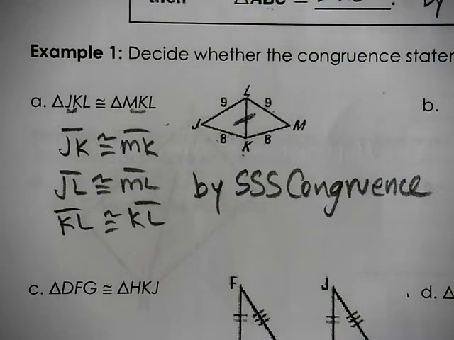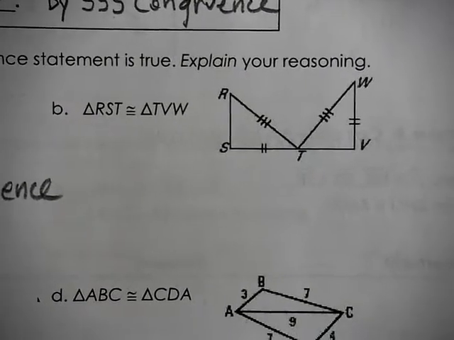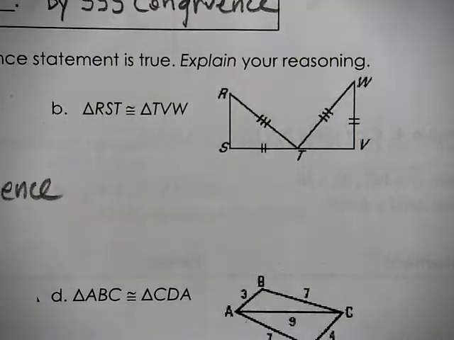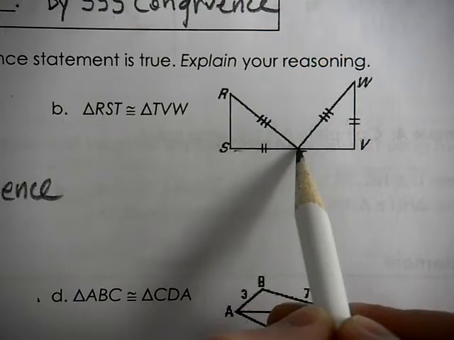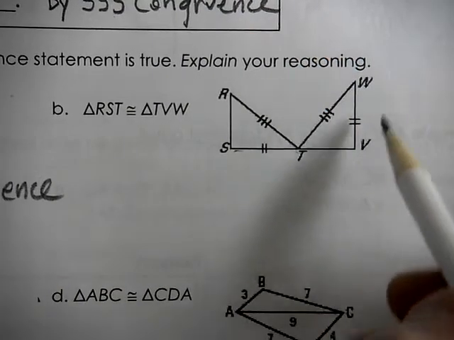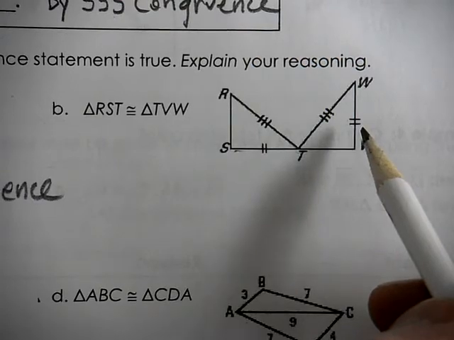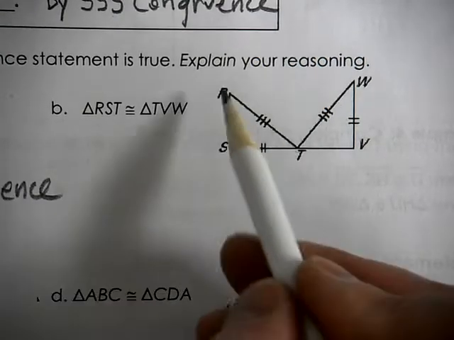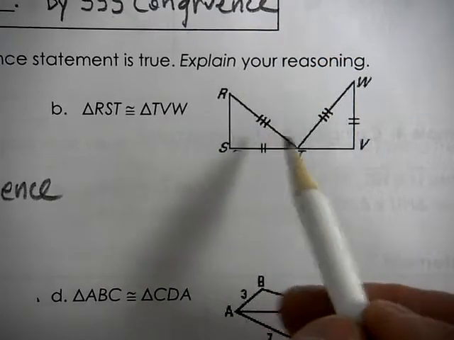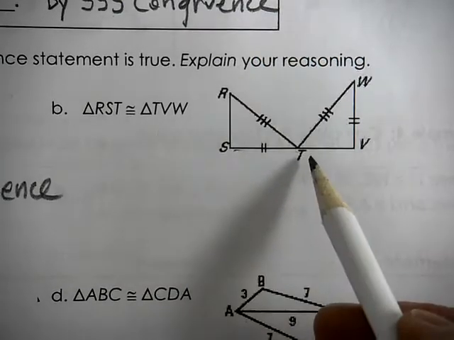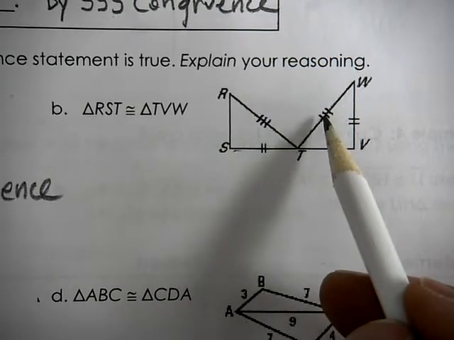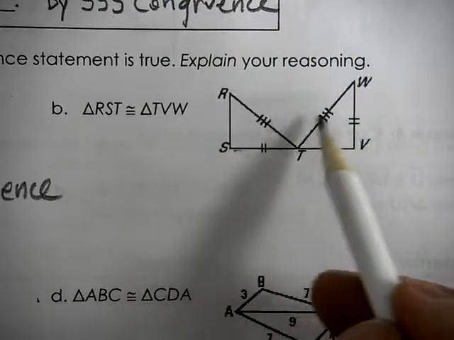Seem good? Pretty straightforward. How about this next picture? Are these two triangles congruent? When I look at this, I notice that ST has two tick marks. So does VW. They have two tick marks. I see that TR, however you want to name it, doesn't matter, has three tick marks and WT has three tick marks. So I have two sides that match and I have another two sides that match.